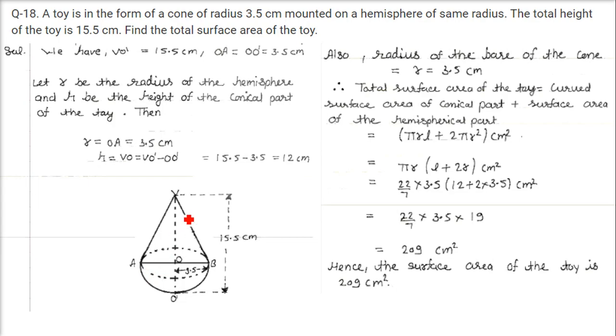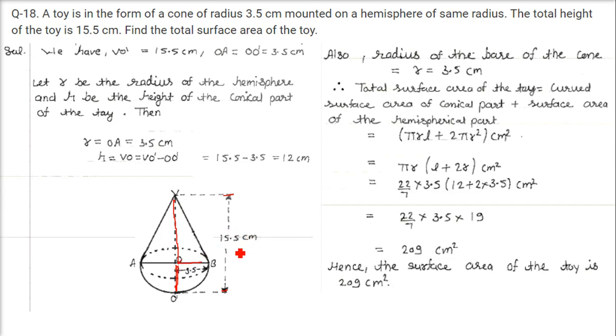A toy is in the form of a cone. So here is a cone we have, and there we have a hemisphere. The toy is in the form of a cone of radius 3.5 centimeter mounted on a hemisphere of same radius. So the total height of the toy from here to here is 15.5 centimeter. The total surface area has to be found out. Now this height is given as 15.5. This is the radius 3.5 and this is 3.5.